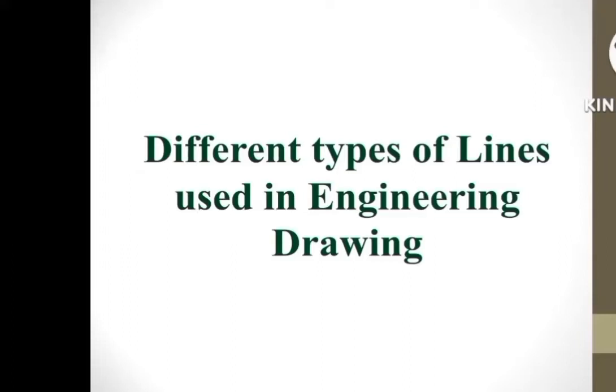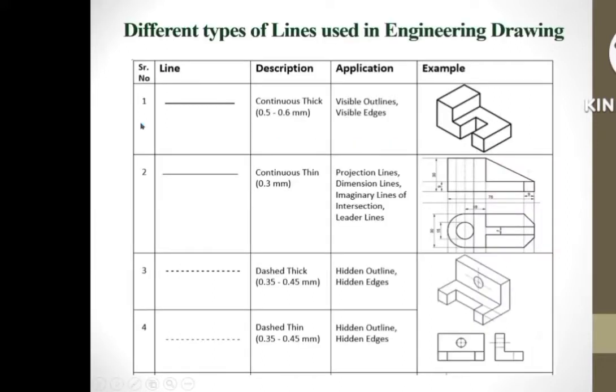Different types of lines used in engineering drawing. These are the different lines used in engineering drawing. First, continuous thick, which is approximately 0.5 to 0.6 millimeter thick. Such lines are used for drawing visible outlines, visible edges.